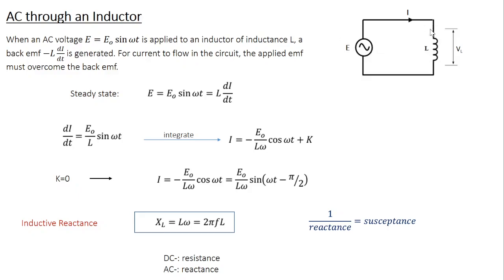So if you want a steady current to flow through the circuit, the applied voltage should overcome the back EMF. So let's look at the situation where the applied voltage is exactly equal to the back EMF. From this point, if you increase the applied voltage slightly, you will have a steady current flow through the circuit. So this is like the starting point of a steady current flow. You can call this a steady state.